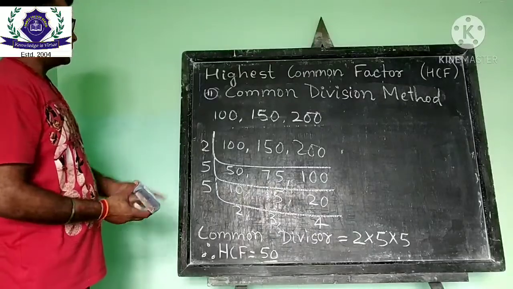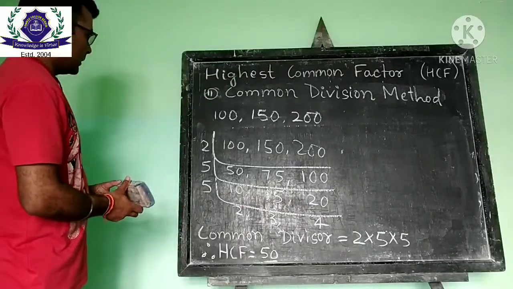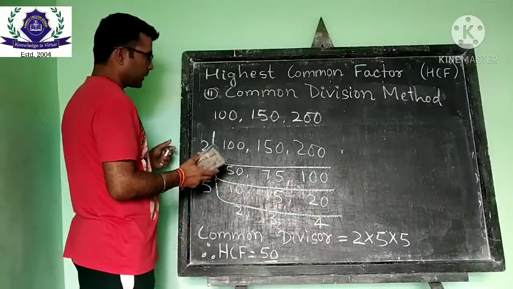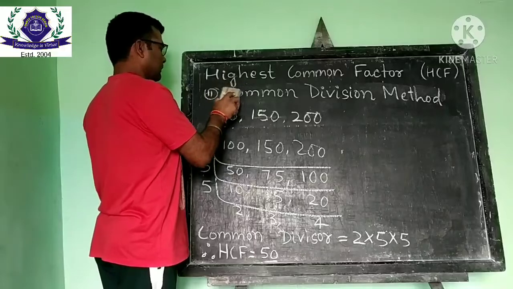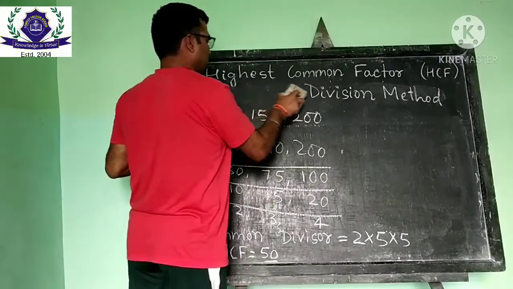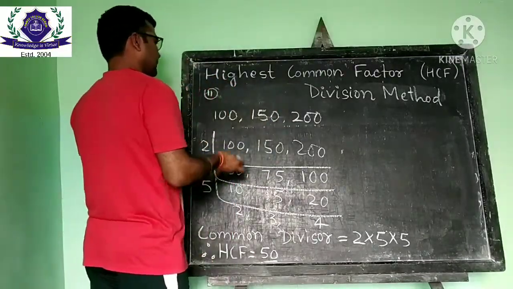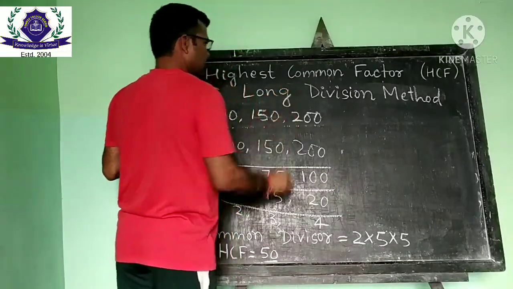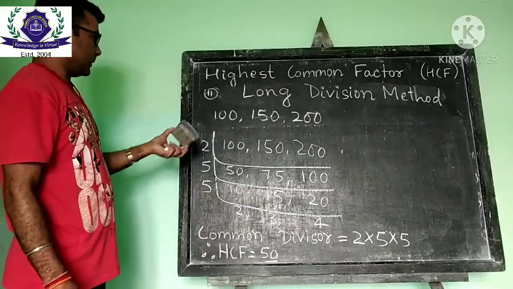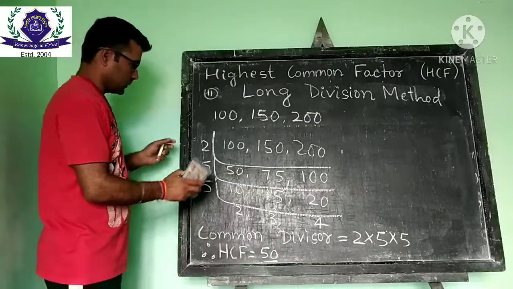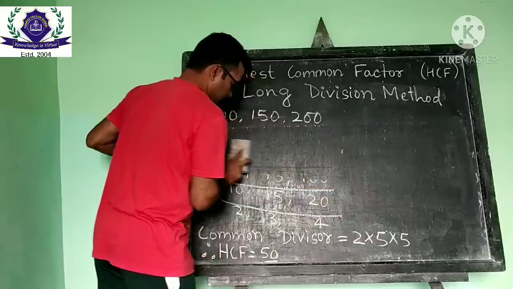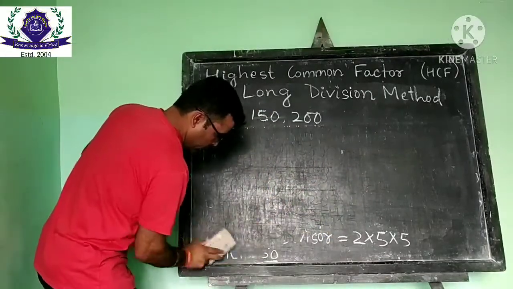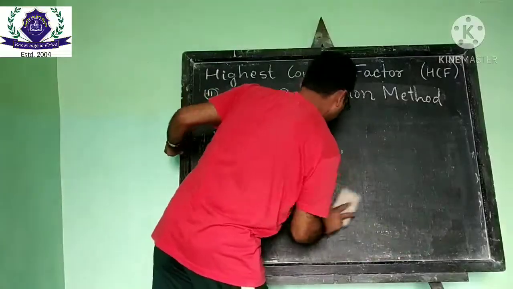So this is the third method to find highest common factor. So let us move on to the last method, that is the long division method. The method itself says it is a long process, because the long division method has a little lengthier process than this. So I am going to drop this again. You just pause the video to write the words properly.